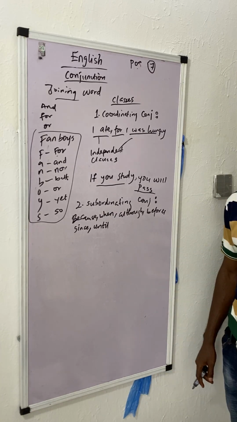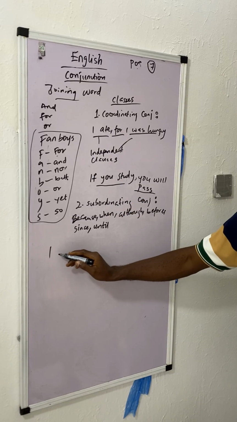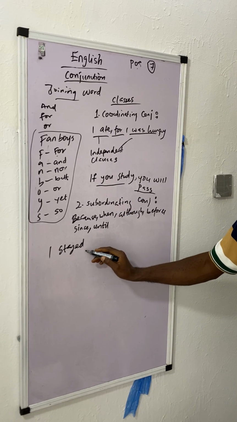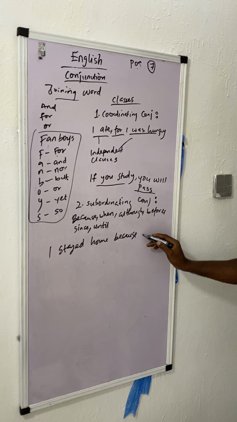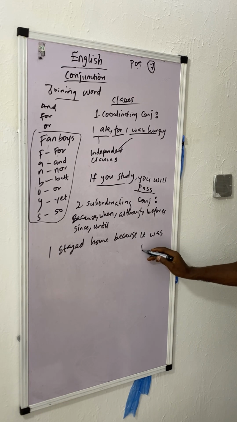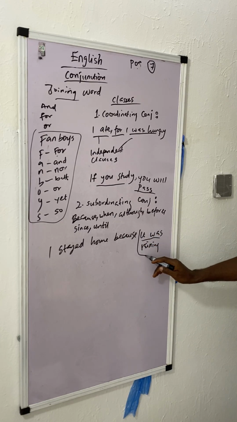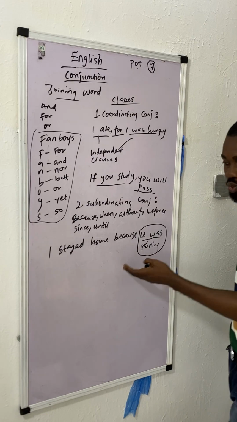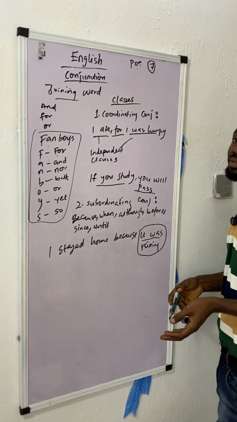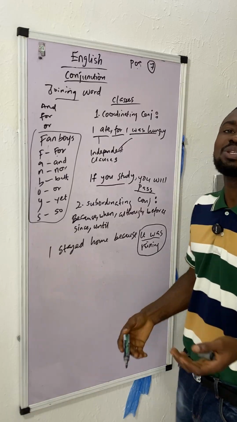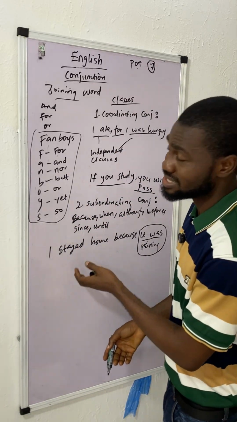Independent clause. For example, I stayed home because it was raining. This one is okay. I stayed home because it was raining. So it was raining, this one is what? It's a dependent clause. It doesn't make sense for you. You can't just come and meet someone and say it was raining. That's an incomplete statement. It's dependent on another statement to make sense.